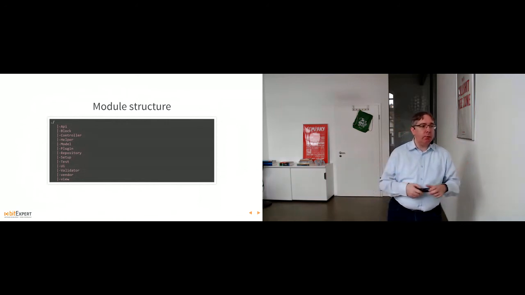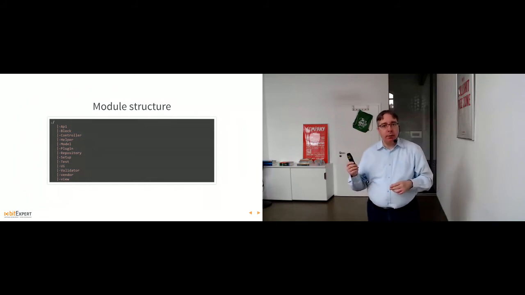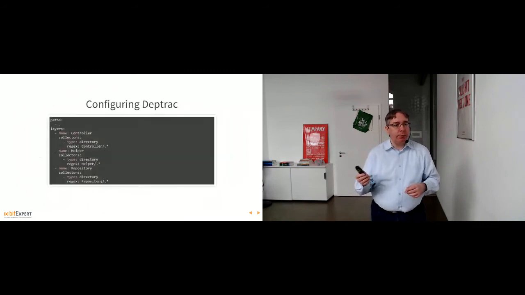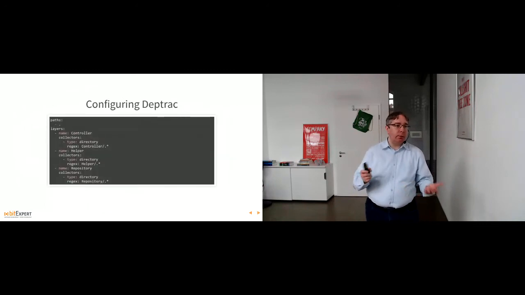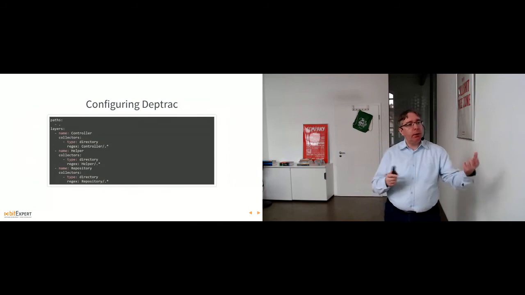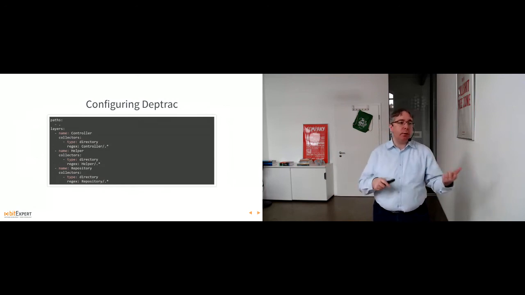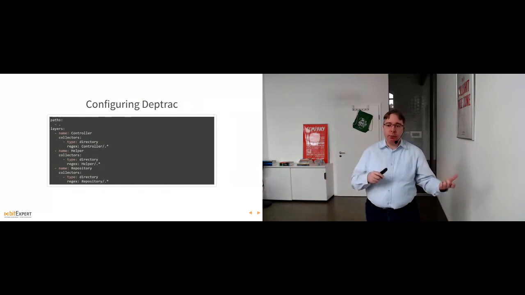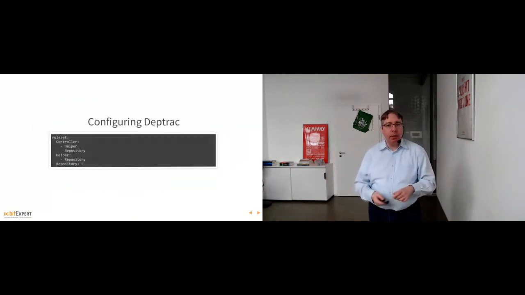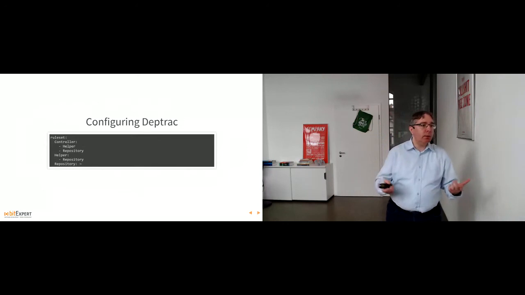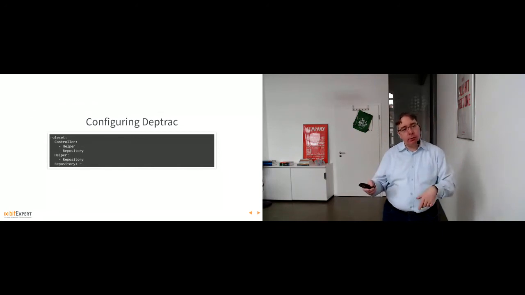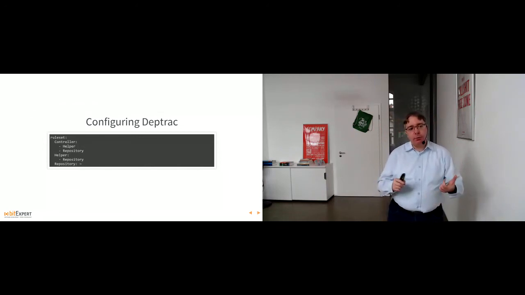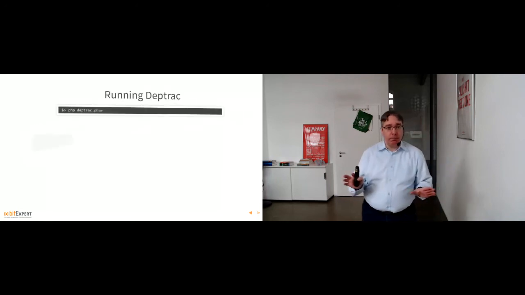So taking this module structure for one of the modules we are building, we can set up a configuration that looks like this. So we have controllers that reside in the controller directory. We got helpers that are residing in the helper directory. We got repositories that are residing in the repository directory. And then we can finally define our rules. We can say, hey, you know what? Controllers are able to access helpers and repositories. Helpers are able to access repositories only, and repositories should access no other layer at all.